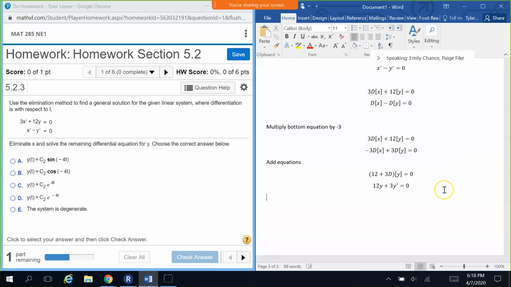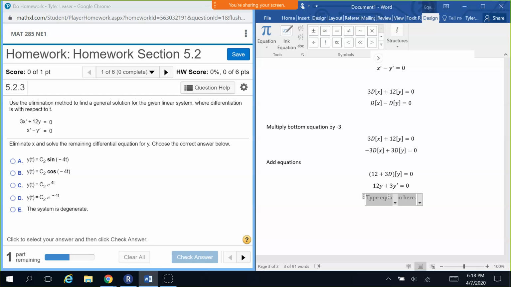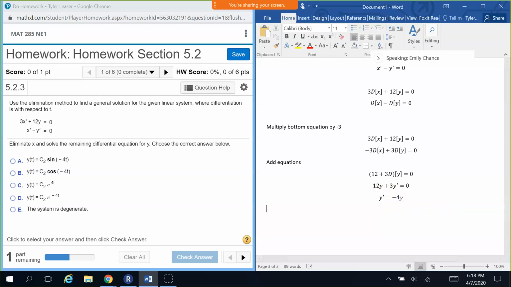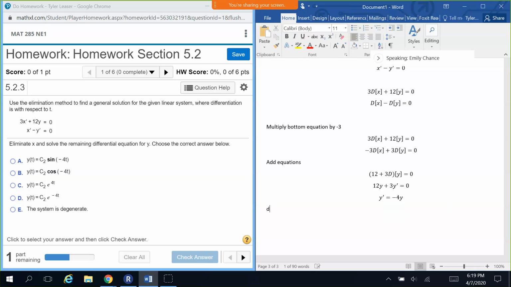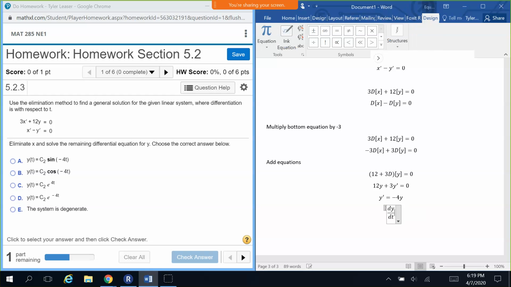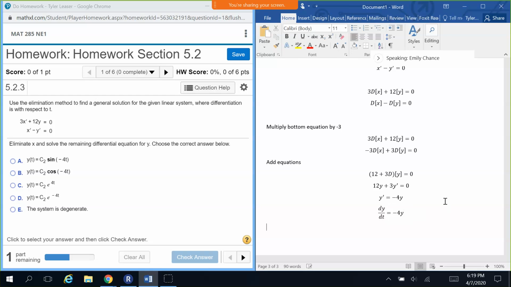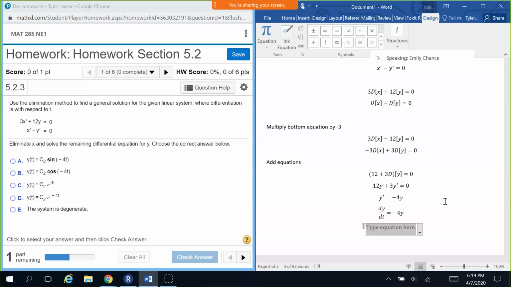And then you just solve this however you feel comfortable solving it. So if we get the y prime by itself, it's subtracting the 12y over and dividing by 3, we get -4y. There's a lot of different ways to solve this, but probably the easiest way would just be separable differential equations. So thinking of the left-hand side as dy/dt is equal to -4y. Then we would divide that -4y over to the left-hand side.